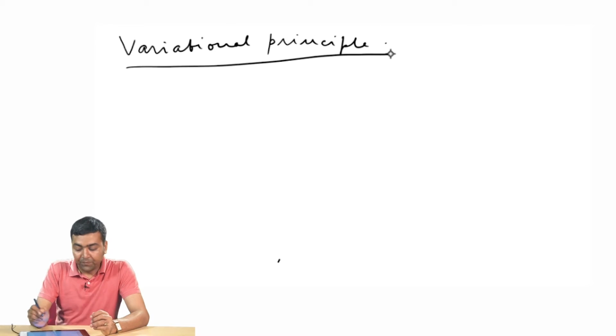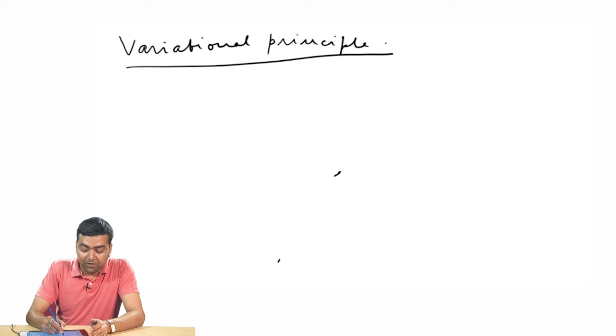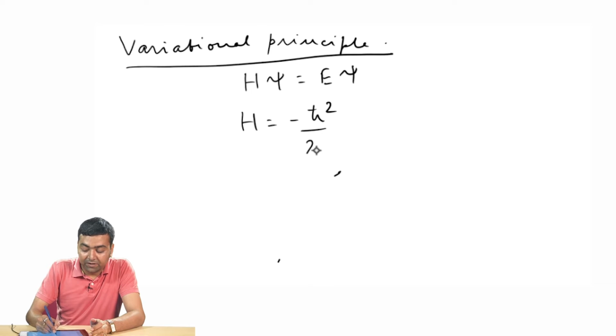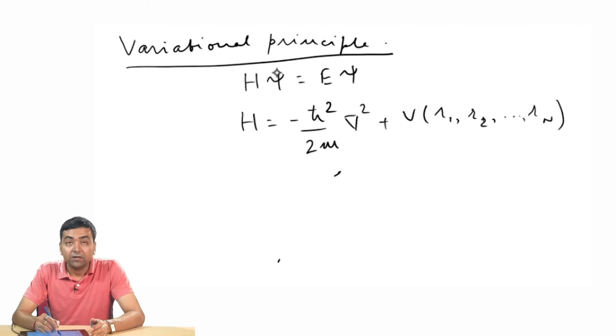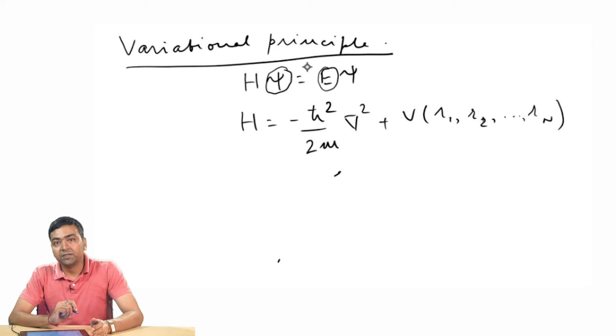So, if you recollect, what we are trying to solve are equations of this form: H psi equals E psi, where H is my Hamiltonian, which has the following form: minus h cut square by twice m grad square, which is the kinetic energy, plus a potential which depends on different functions of position. And our unknowns are these wave functions, psi, and these energy eigenvalues.